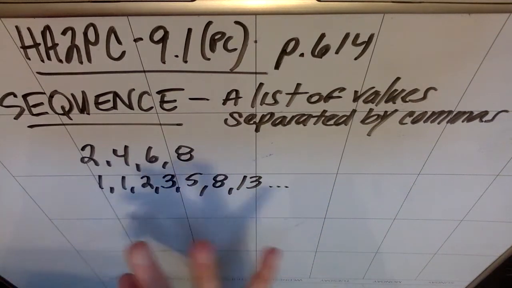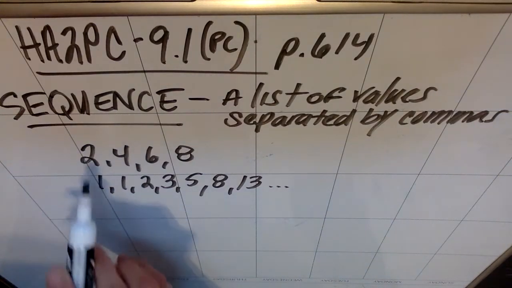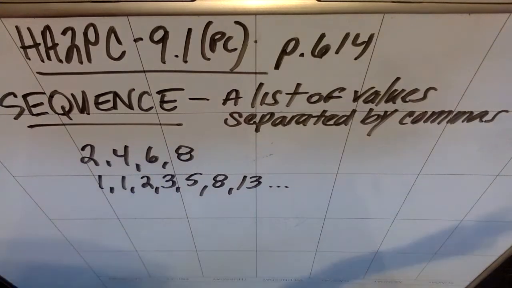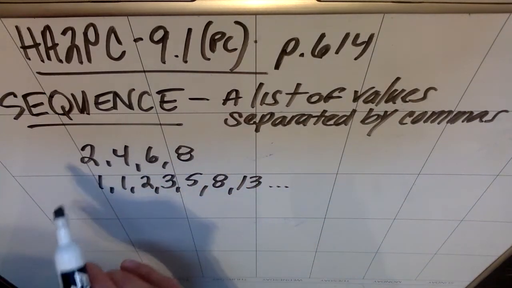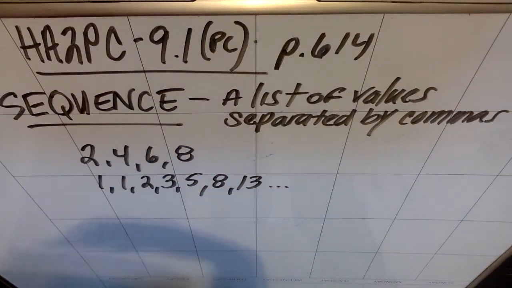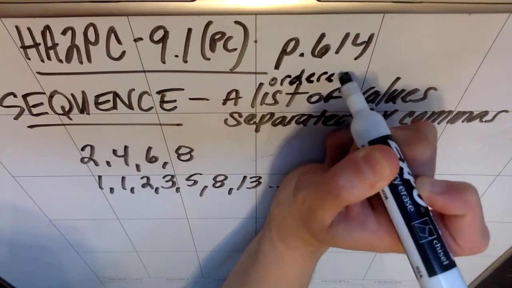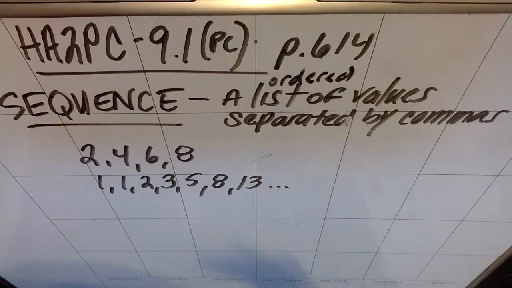A sequence is a list of values separated by commas where the values do have an order, right? So this 2 is the first value in the list. I can't switch the 4 and the 2 and have it be the same sequence. To be clear, the sequence 2, 4, 6, 8 is not the same as the sequence 4, 2, 6, 8. So it's an ordered list, right? The order of the list matters. Whatever the first term is, is the very first term.